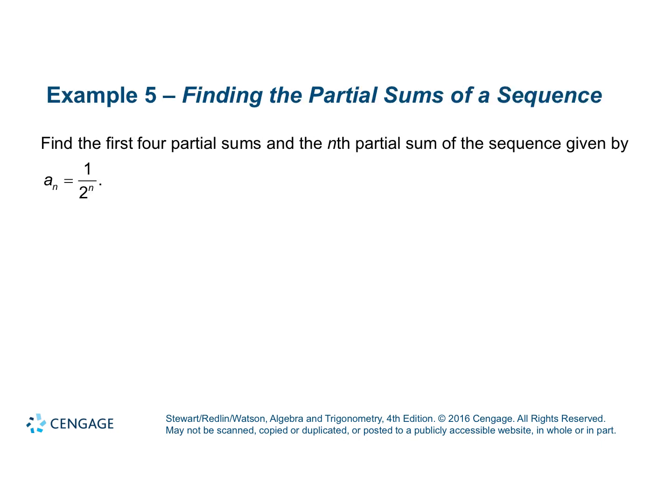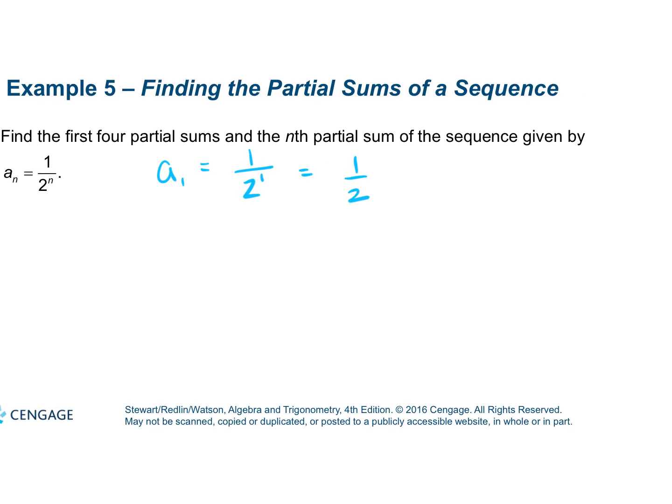So in example 5, it says find the partial sum. So you want to find the first 4 partial sums of the nth partial sum of the sequence given by 1 over 2 to the power of n. So we just have to find what all of our terms are. So for our first term, and then add them together. 1 over 2 to the first power would be 1 half. So our first partial sum would just be 1 half.